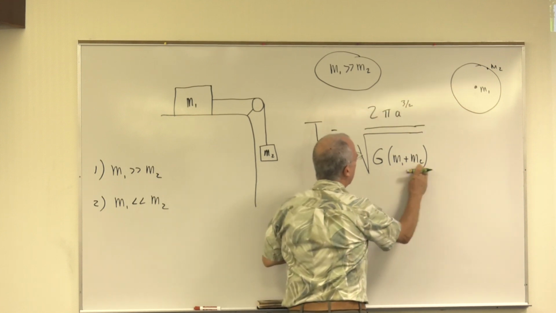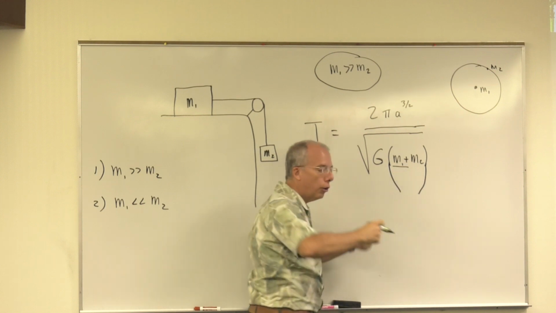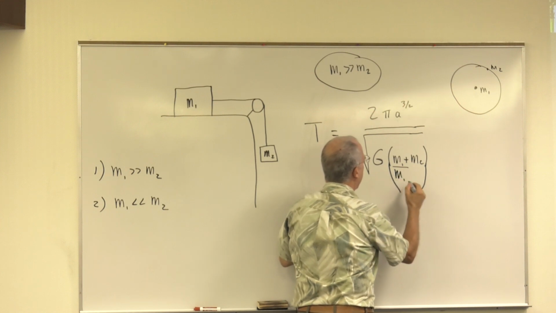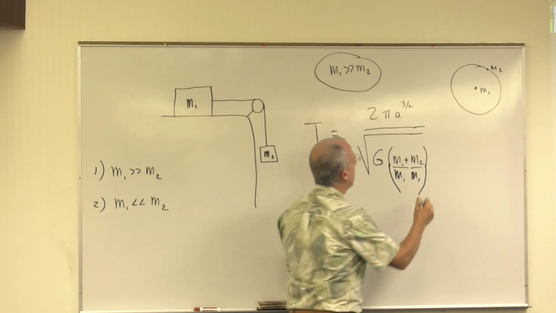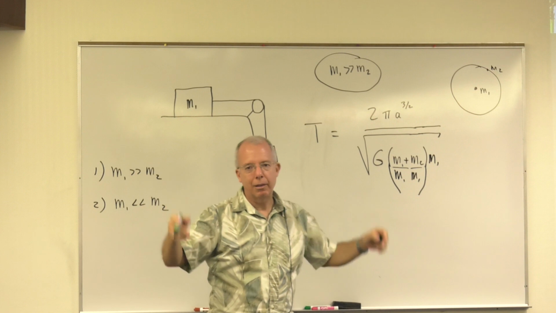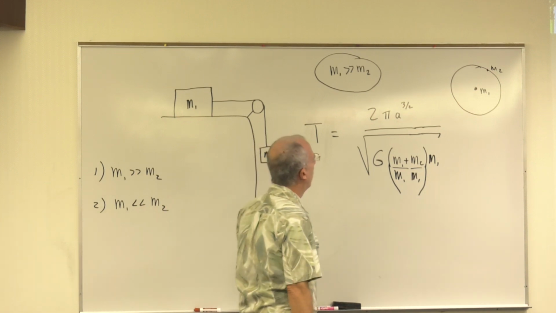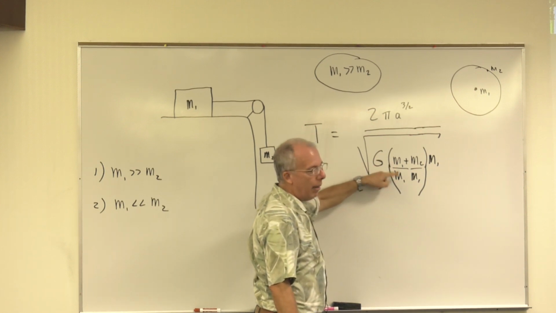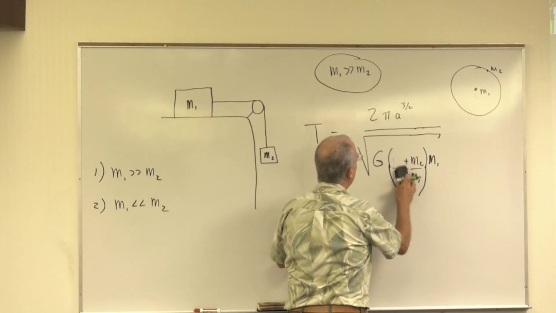So what you do is divide this by the larger one. The larger one is M1. So divide by M1, and then you have to compensate for it, so you multiply by M1. What have I done? Nothing. I've multiplied top and bottom by M1. I've multiplied by 1. Now why did I do that? You'll see. What's M1 divided by M1? It's just 1.